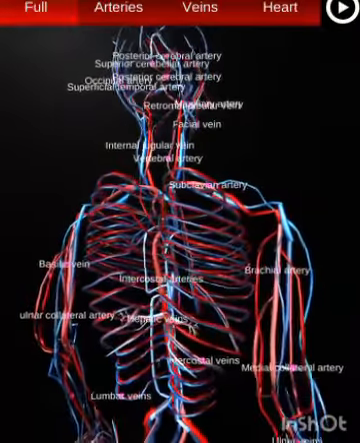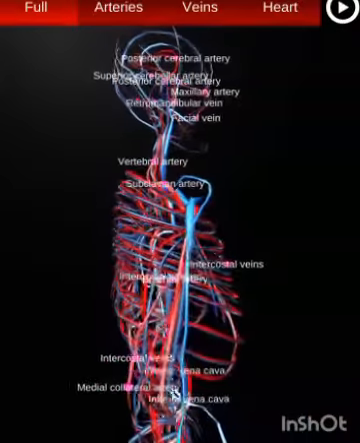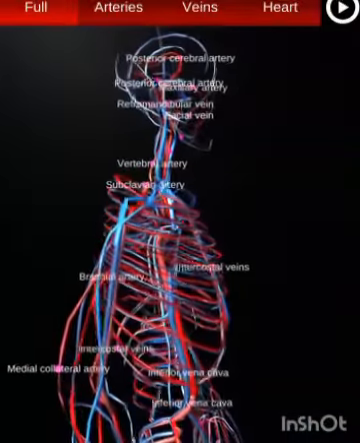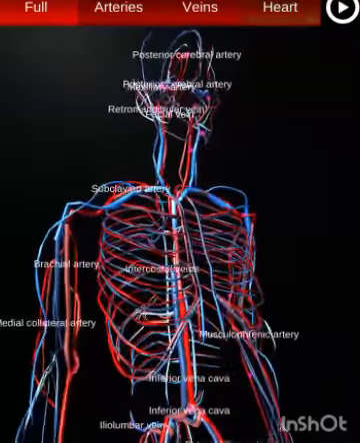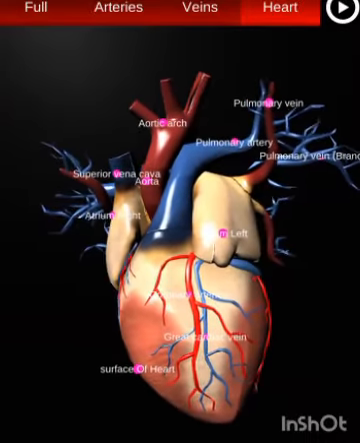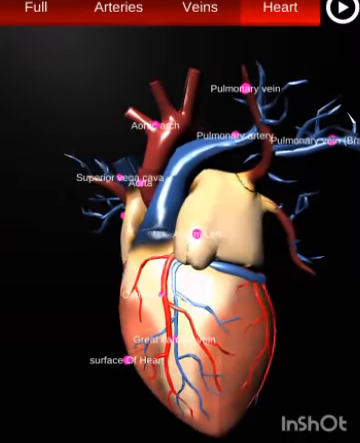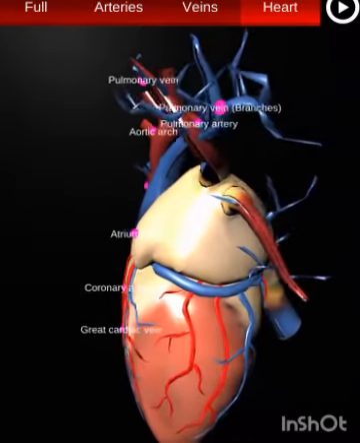Every human being has these kinds of tubes in him or her. So we are going to the master part, then we come back to them. This is the master part, and that is the heart.